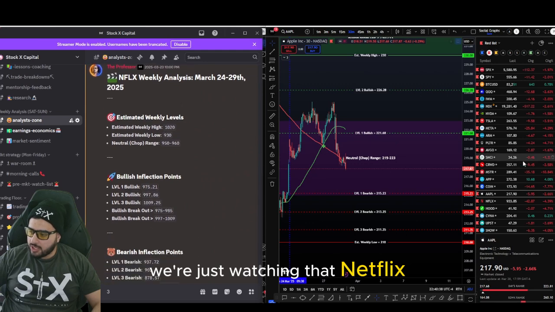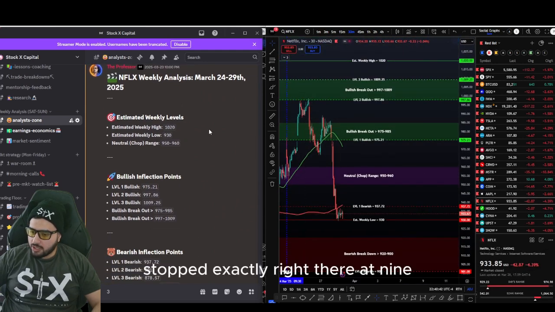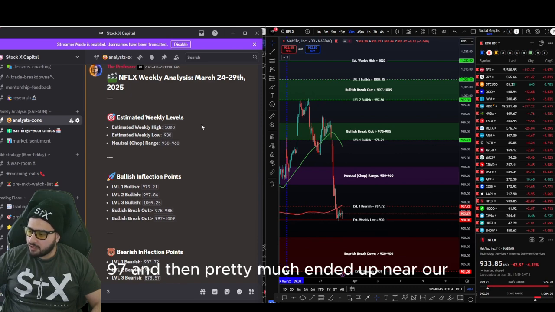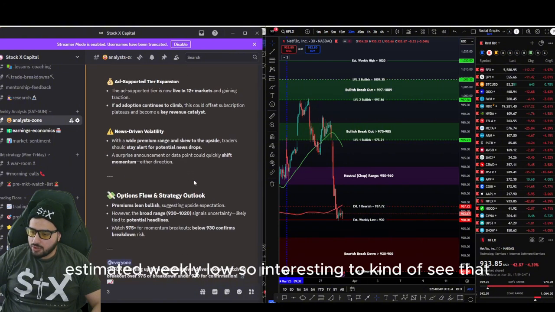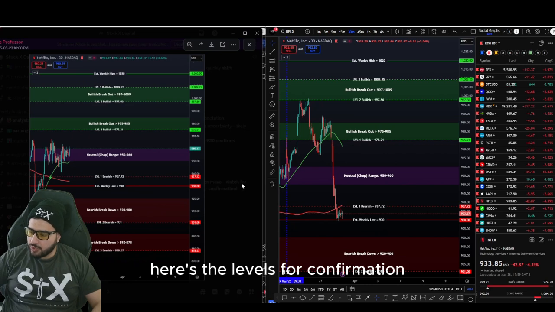We're just watching that. Netflix. So we see Netflix hit our level 2, stopped exactly right there at 997, and then pretty much ended up near our estimated weekly low. So interesting to kind of see that. Here's the levels for confirmation.